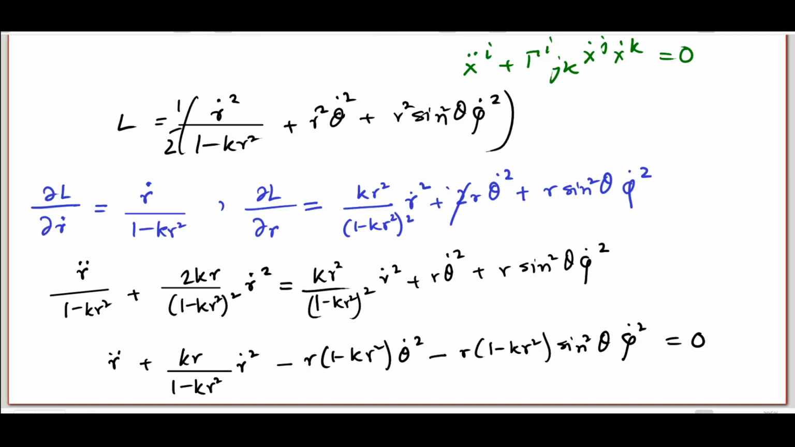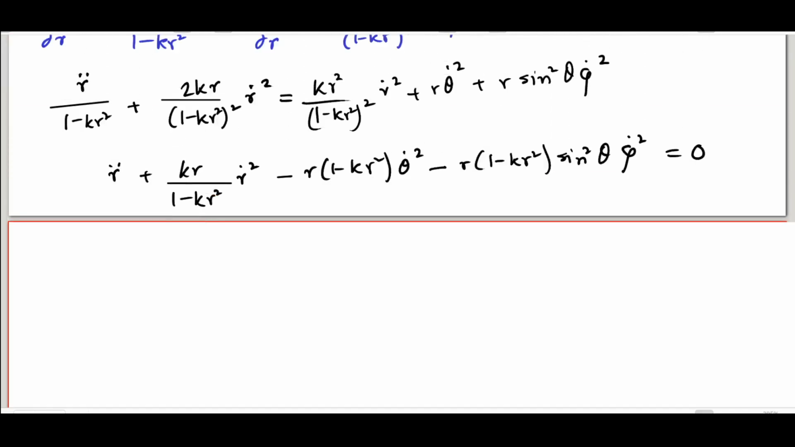And from this, you can immediately write down that this is the coefficient Γ¹₁₁. This one is Γ¹₂₂. And this one is Γ¹₃₃. And for Γ with an upper 1, there are no other non-zero connection coefficients, or Christoffel symbols, as we would say in the case of Riemannian geometry.